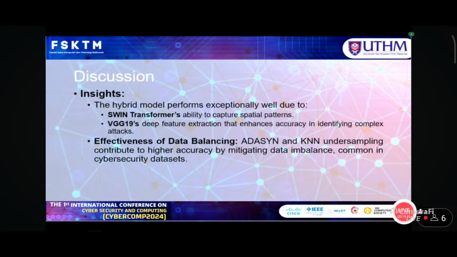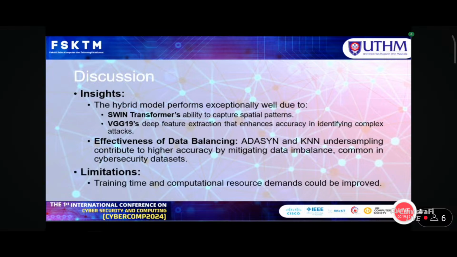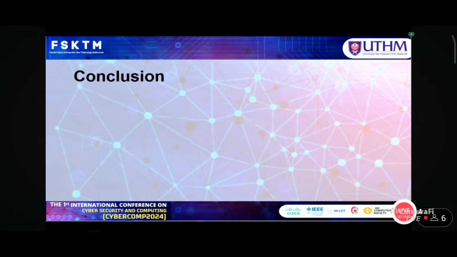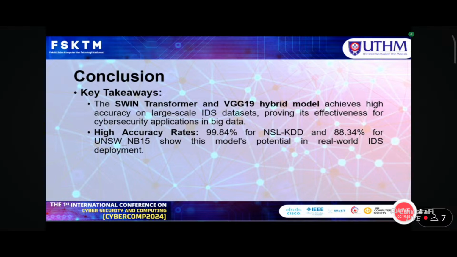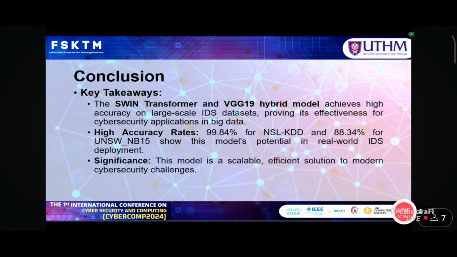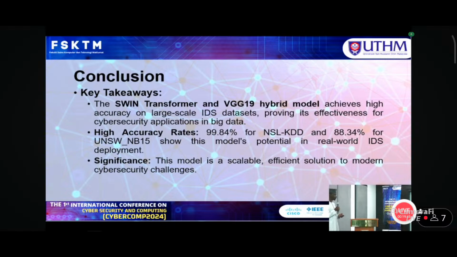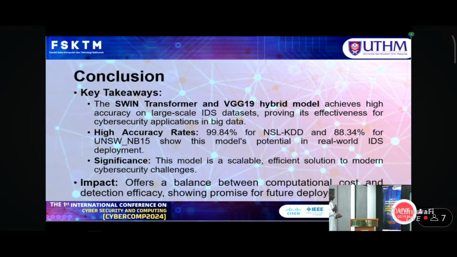Then this one is just a repetition of what I already explained. And the limitation, training time and computational resource demands, will be improved. And in conclusion, the key takeaways that we have: the Swin transformer and VGG hybrid model has high accuracy on large IDS data sets, proving its effectiveness for security applications in big data. Then the high accuracy rates, we have 99.84 for this, and for UNSW-NB15. On significance, this model is a scalable, efficient solution to modern cybersecurity challenges. The impact offers a balance between computational cost and detection efficacy, showing promise for future deployment.